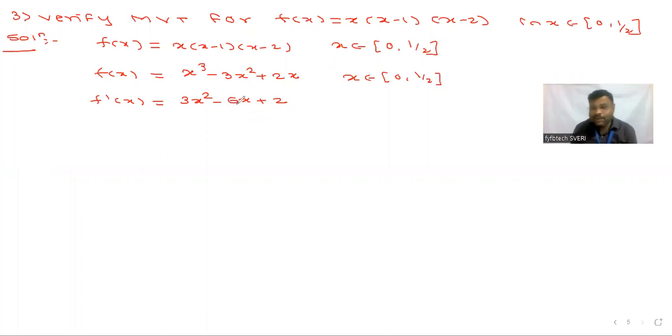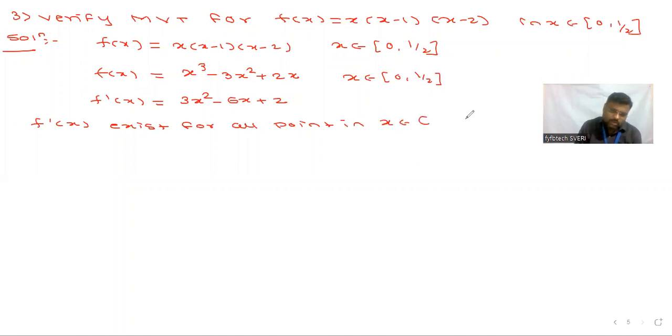Obviously, this is a polynomial function, so what will happen? f dash of x exists for all points in x belongs to the open interval 0 to 1 by 2, in the open interval 0 to 1 by 2.